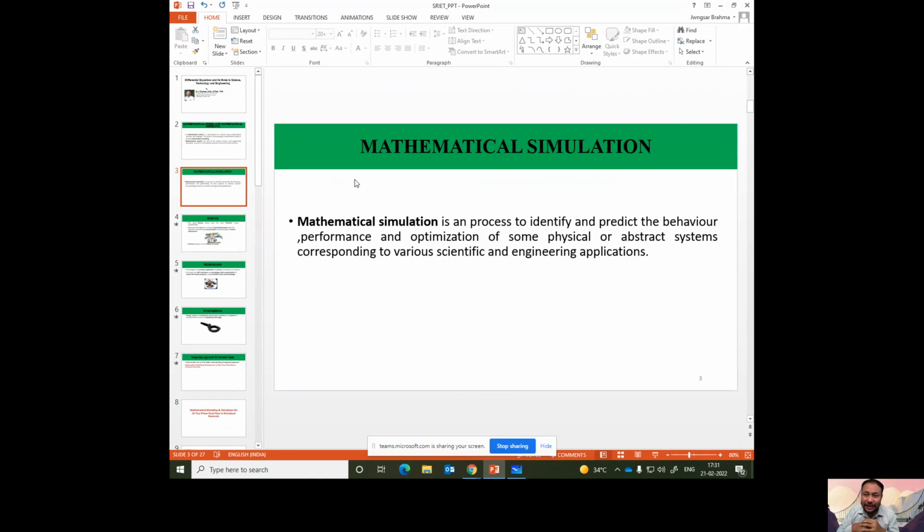In very simple language, if somebody talks about a mathematical simulation, it means that we impose the conditions in the model, whatever we have developed, as per the situation of the system. Okay, this is mathematical simulation. So mathematical model and simulation means first I have to develop a model, which means differential equations. Then I have to solve it and impose the conditions as per the situation of that particular system. This is called a simulation.